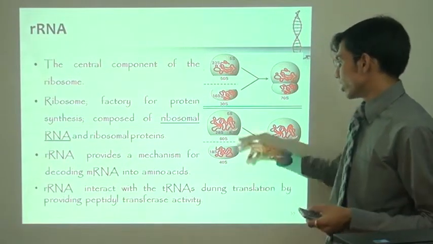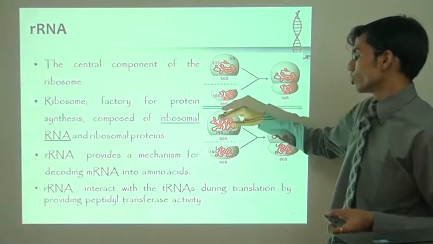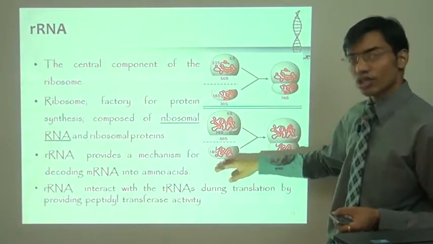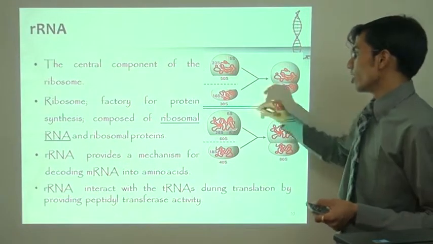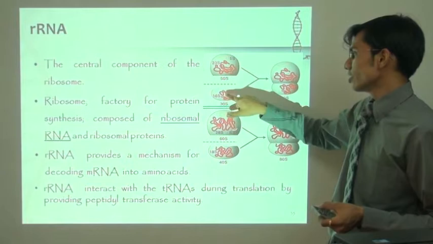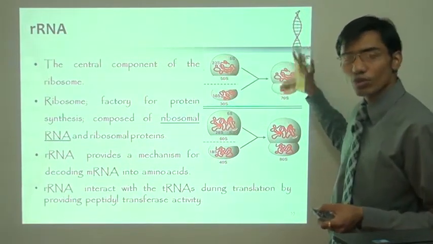So there are two types you can see, eukaryotic and prokaryotic. Eukaryotes have 60S and 40S, two subunits combining as 80S ribosome, and prokaryotes have 50S and 30S. This one is the smaller and larger subunit combined as 70S ribosome in prokaryotes.